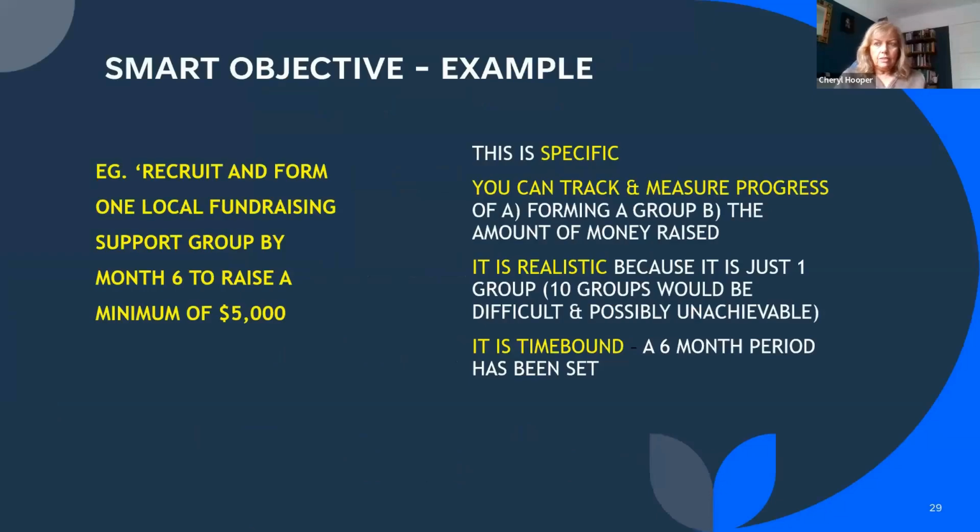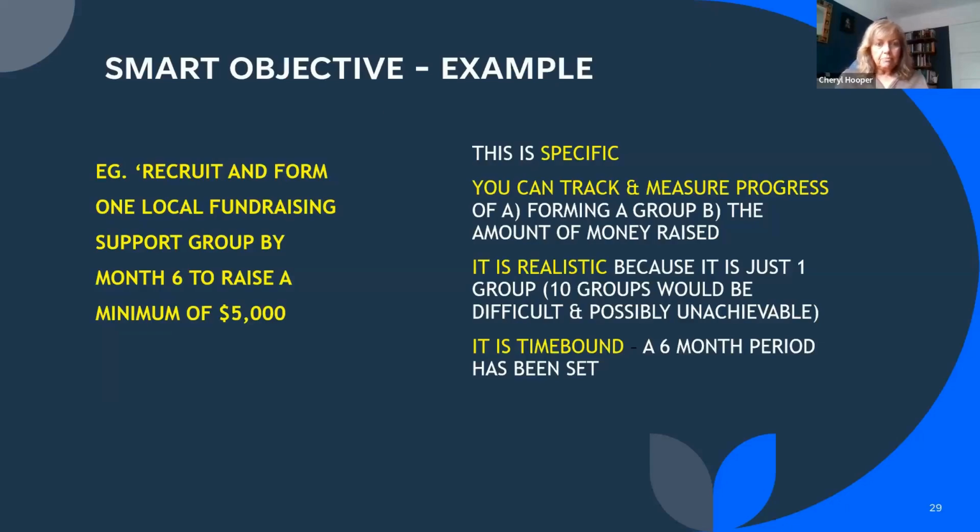So this is an example of a SMART objective for a fundraiser, which could be used to measure their progress and manage the individual. So you'll see, just as a random example, recruit and form one local fundraising support group within 6 months, and you've got a target there of $5,000. So you can see in the work plan, this is a specific target that they need to be working towards.